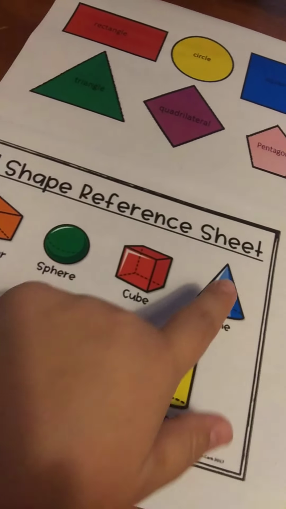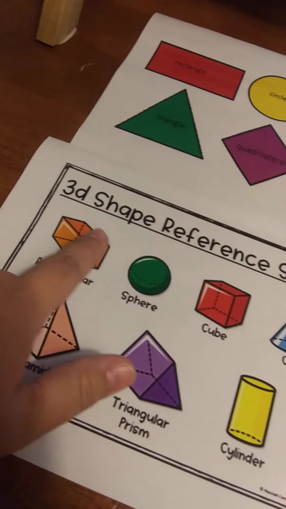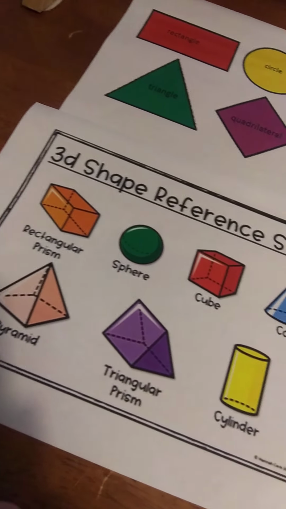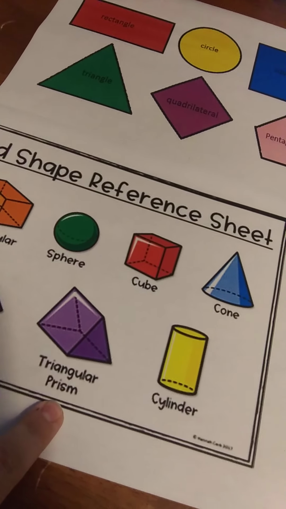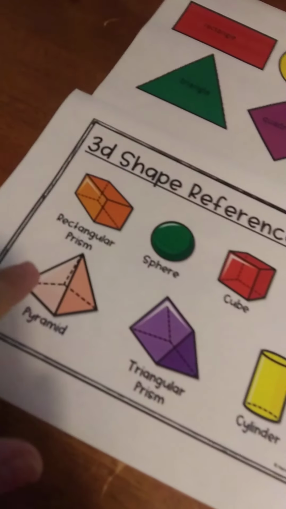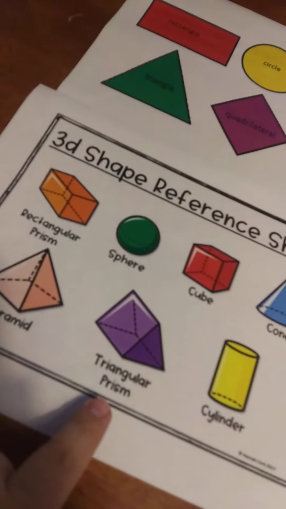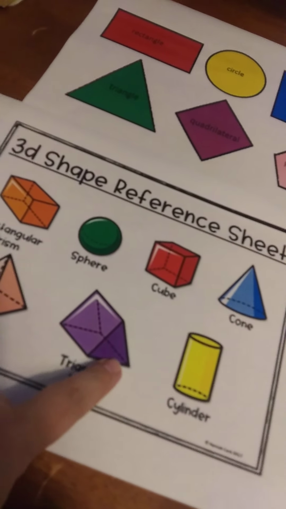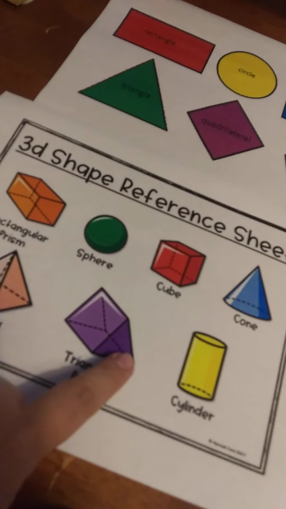So we've got a cylinder, a cone, a cube, a sphere, a rectangular prism, a pyramid, and a triangular prism. Now you're thinking, well, both of those are triangles, right? What's the difference?